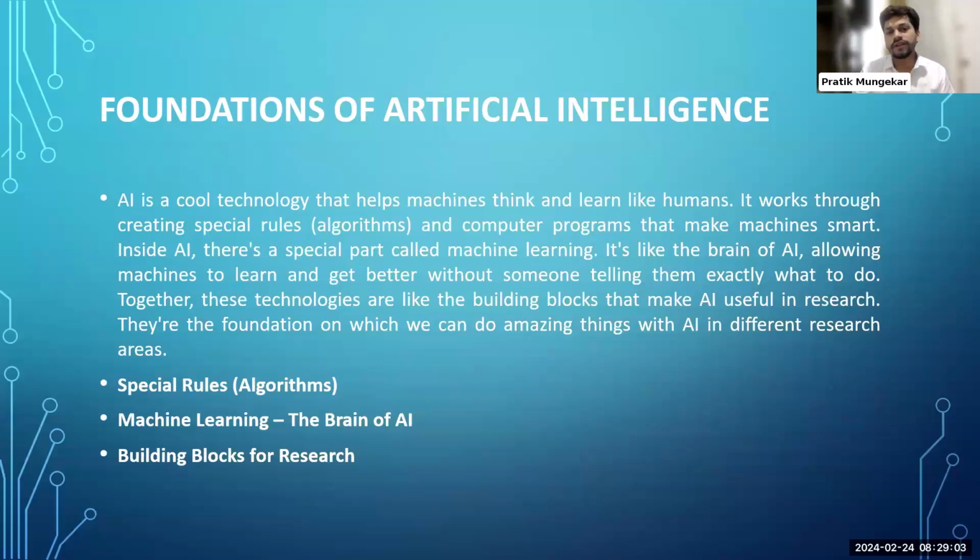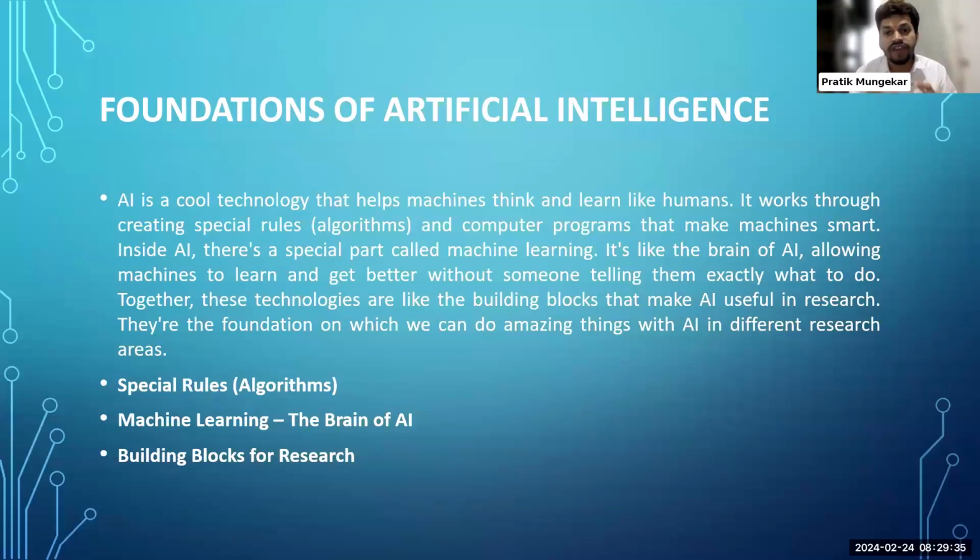Now, this is about the foundations of artificial intelligence, because many of the participants are new to AI. That's why I would take pleasure to simplify this. So let's start by understanding the basics of artificial intelligence (AI). AI is a technology that helps machines think and learn like humans. It works through creating special rules, which we call algorithms, and computer programs that make machines smart.